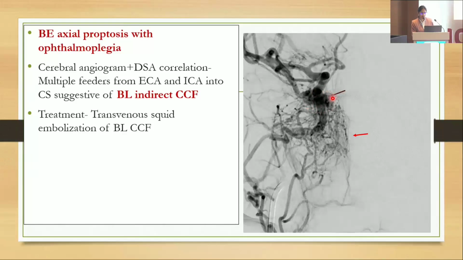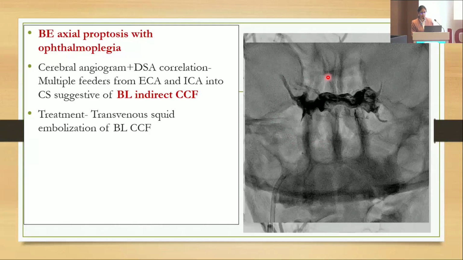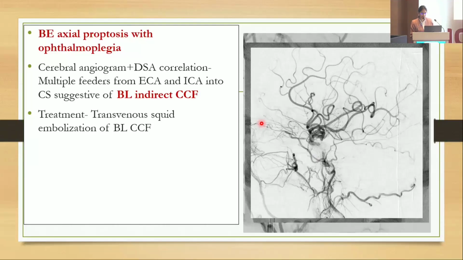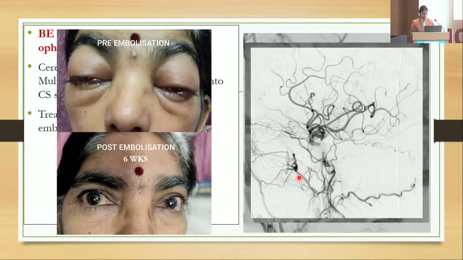and on angiography, we can see that the cavernous sinus is opacified and a similar picture is seen where multiple feeder vessels are there, and this patient was also managed with squid embolization of the bilateral CCF. And after the embolization we can see that there is no filling of contrast here and the number of tiny feeder vessels has reduced, and gradually over a few weeks even the residual feeders will also reduce. So after 6 weeks of embolization, she has almost come back to the normal state.